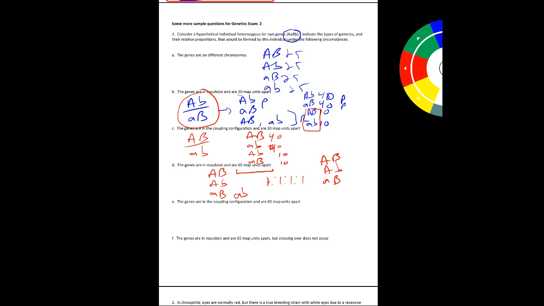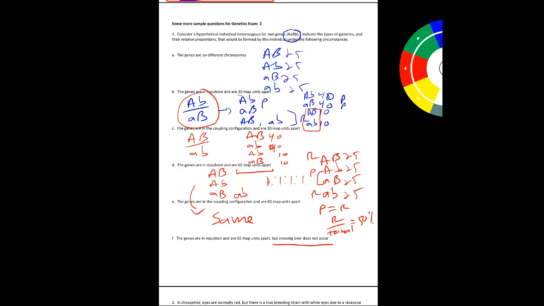So that means, so when we say 50%, that means 25 of each. And even though we don't know which of these are, I guess if they started out in repulsion, then we would know that these are the parentals and these are the recombinants. And if the parents equals the recombinants, then the recombinants over the total equals 50%. Same answer here.